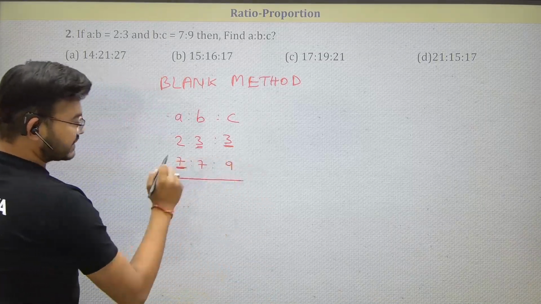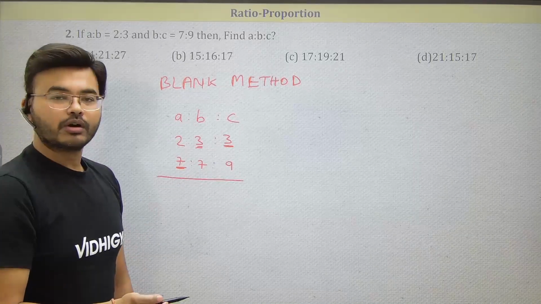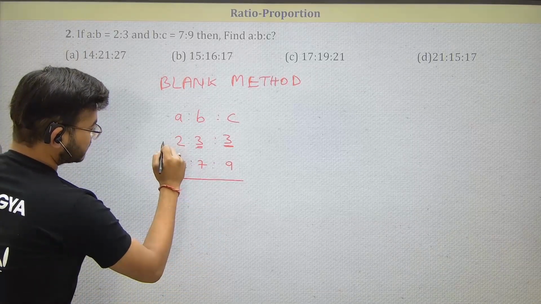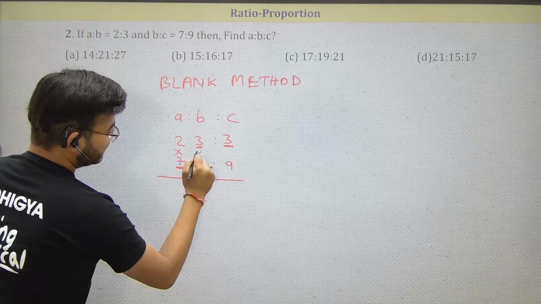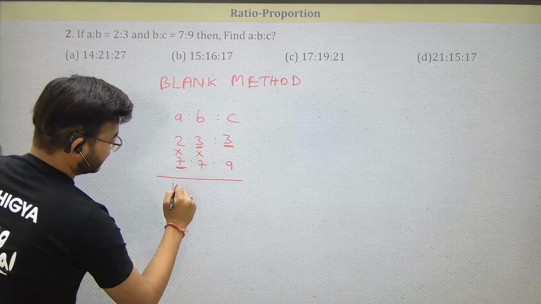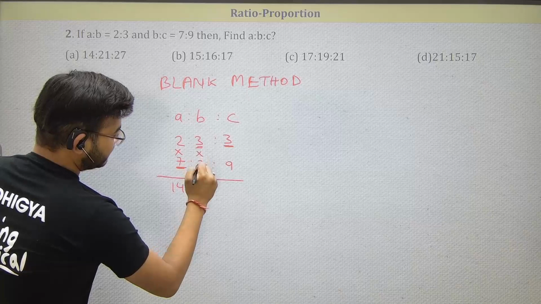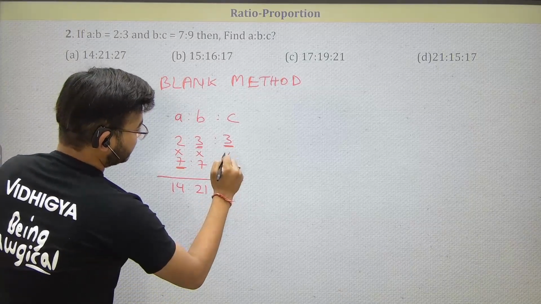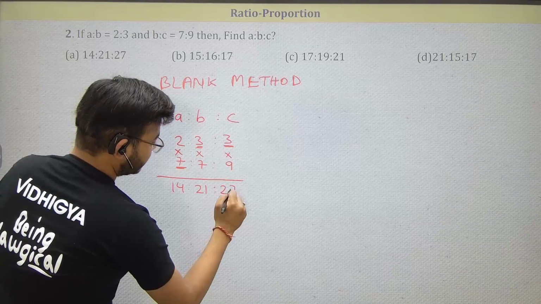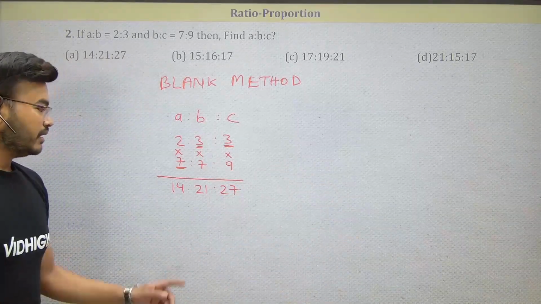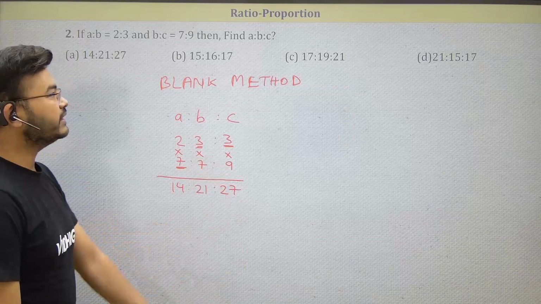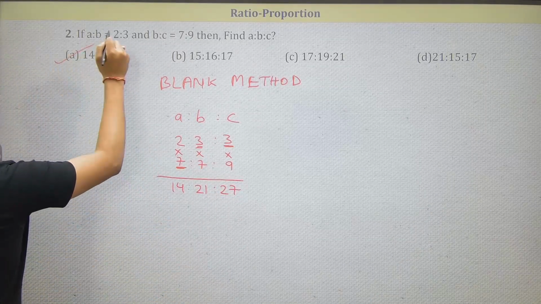And then at last, we'll do the magic, that is just multiply these two numbers. Okay. So multiply 2 with 7. So we get 14. Multiply 3 with 7. We get 21. Multiply 3 with 9. You get 27. So our ratio becomes 14:21:27. So answer will be A.